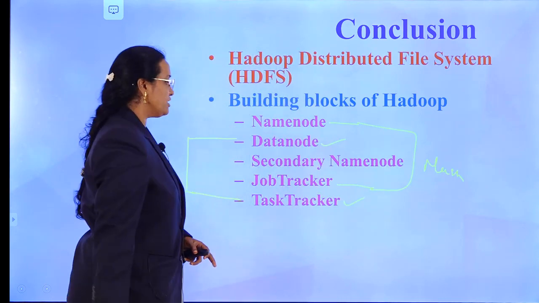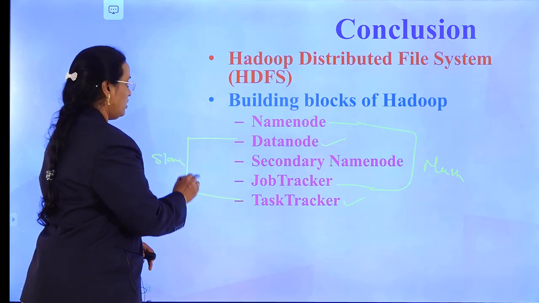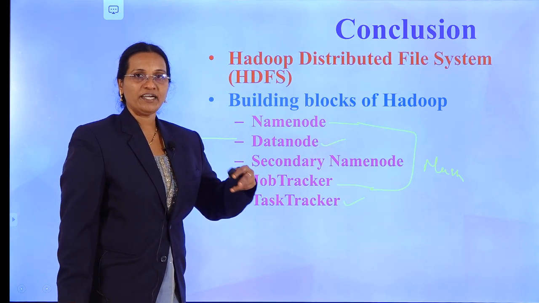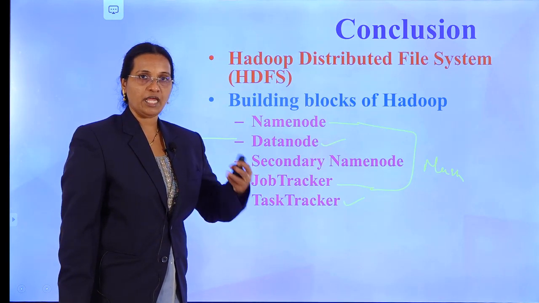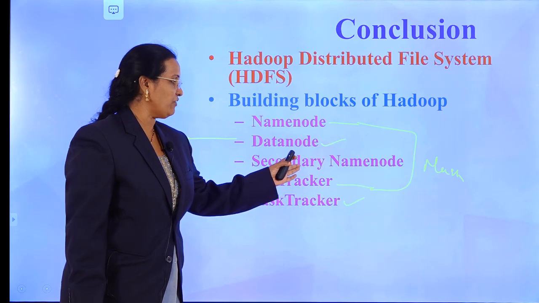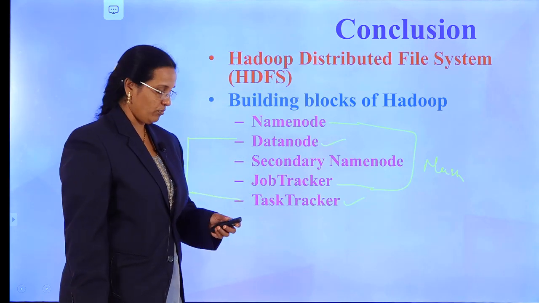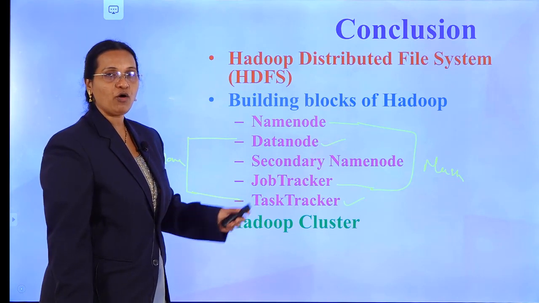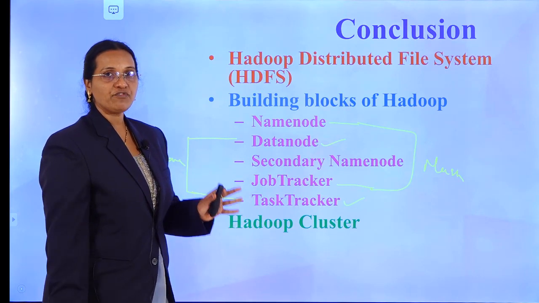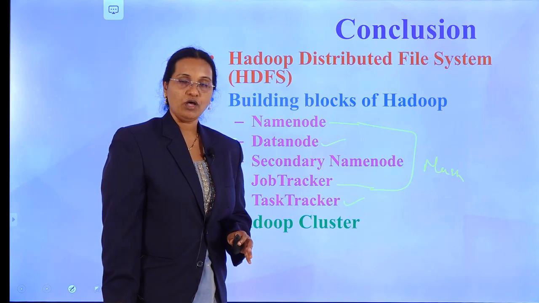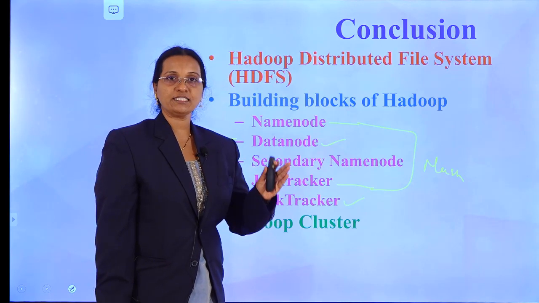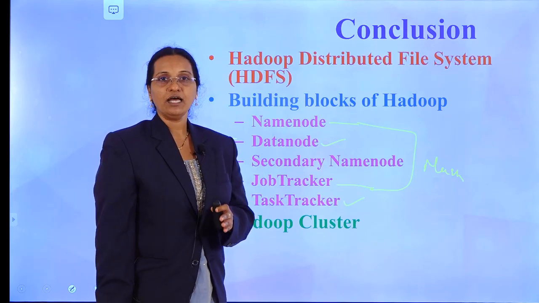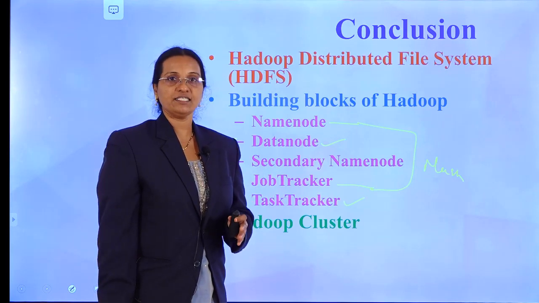And the secondary name node is about secondary storage. In case the name node doesn't work, then the meta information can be collected from the secondary name node. And we have seen how a Hadoop cluster is established, and we have seen the case study of Facebook also, and how Facebook established the cluster to meet the needs of the clients and to perform various analytics.